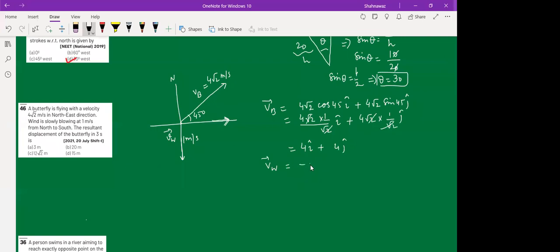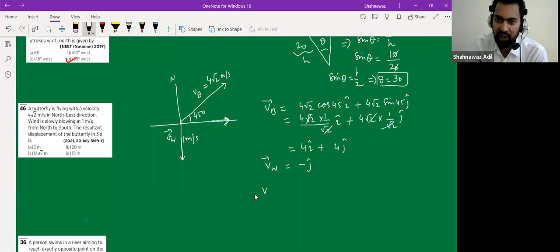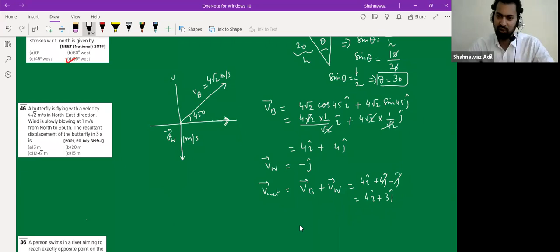And the velocity of the wind is minus j. Right. Okay, so the net velocity that we were saying was what? So this will be 4i plus 4j minus j. So this will be 4i plus 3j. Okay. So V net will be what?